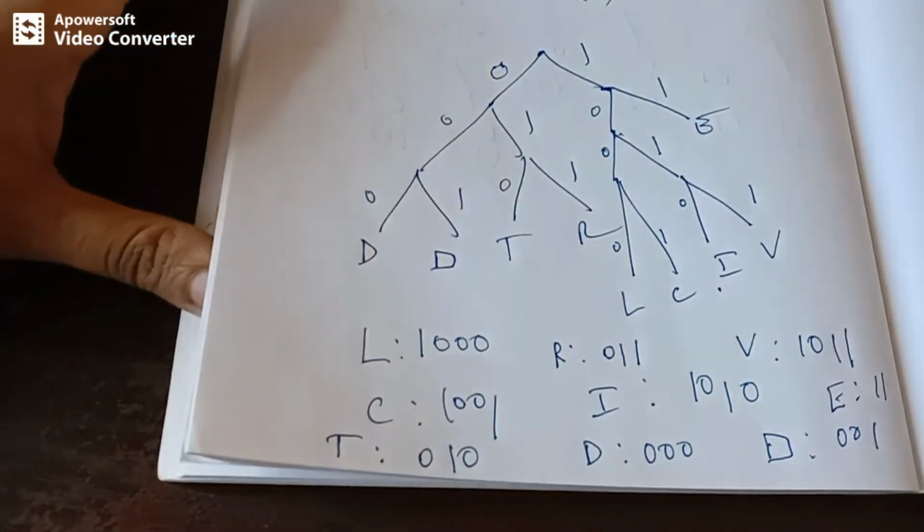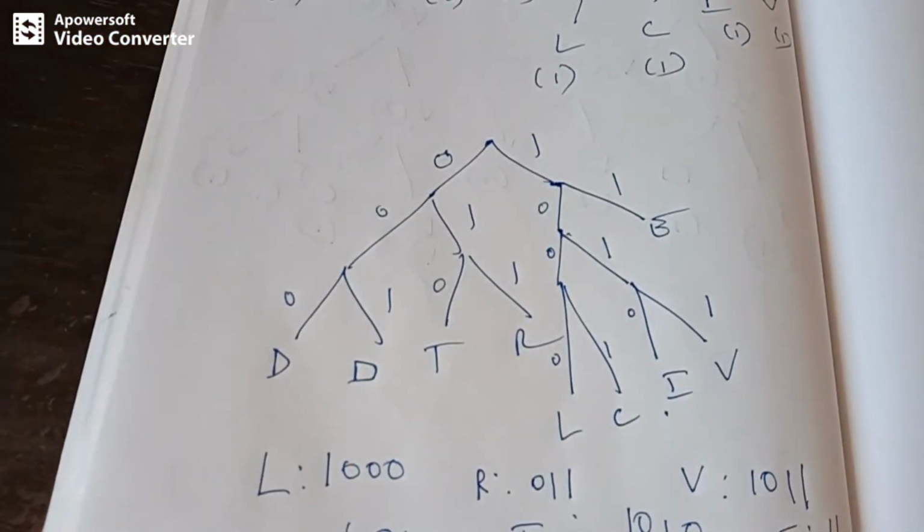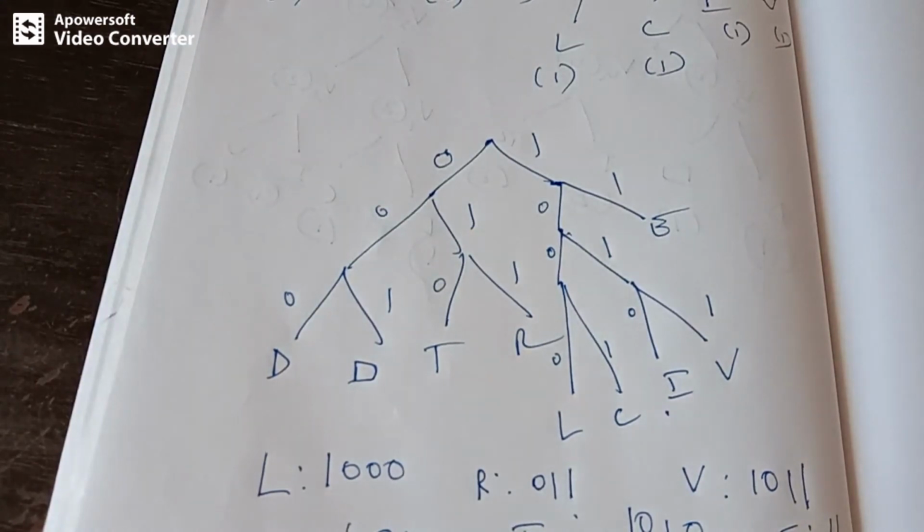Okay, we have completed writing the code based on the optimal prefix tree. So this is all about prefix code, prefix tree and construction of optimal prefix tree. So this is the end of module 5.